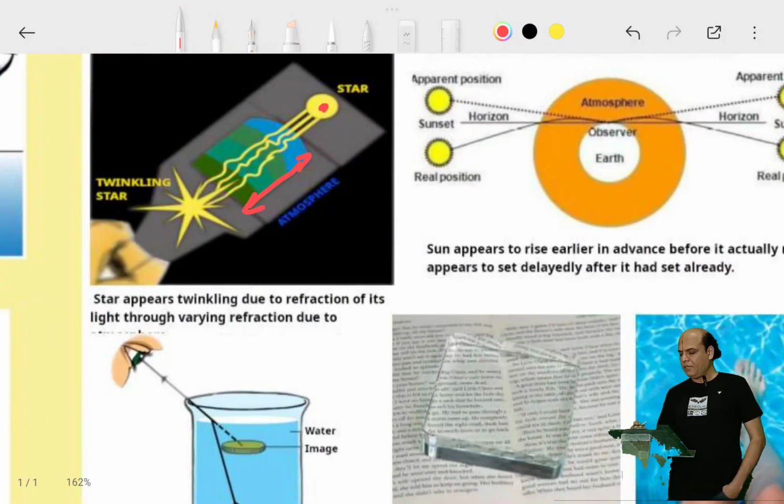Second example: an observer who is standing on the face of the earth. As the sun rises, in actuality he cannot see the sun, but due to refraction, this incident ray gets refracted and reaches the observer. Although the sun has not yet moved above the horizon, the observer sees as if the sun has already risen, just moments before the sun actually rises. This phenomenon is called advanced sunrise.